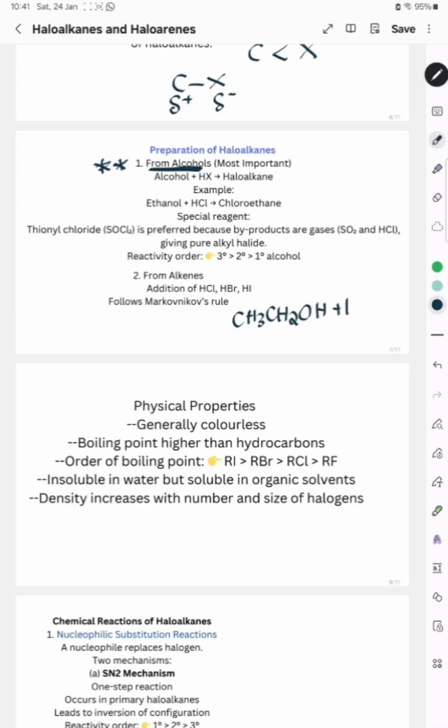CH3CH2OH plus HCl gives rise to, here the OH is replaced by Cl, and we get the chloroethane. This is one of the best preparations of the haloalkanes.